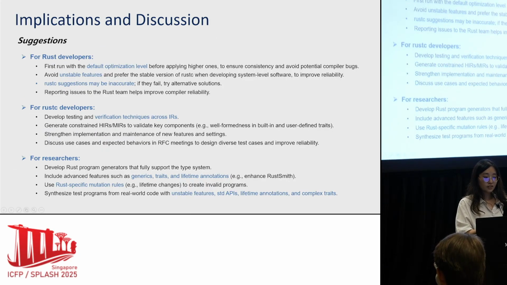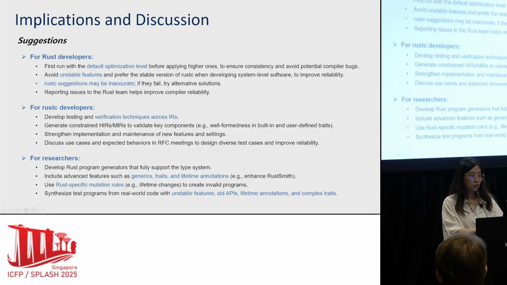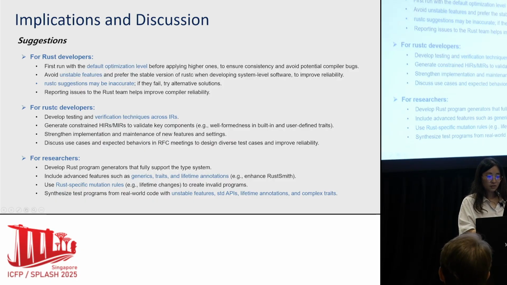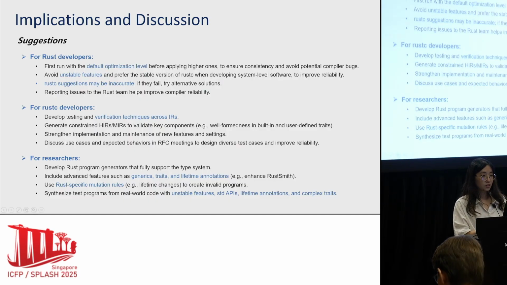Based on our findings, we propose some suggestions for future research. For developers, we suggest to use stable features and the default optimizations, and maybe report issues to help improve rustc. For compiler developers, stronger testing across HIR and MIR, as well as better support for new features, is crucial. And for researchers, there is a clear need for program generators that can cover advanced Rust features such as traits, generics, and lifetimes.